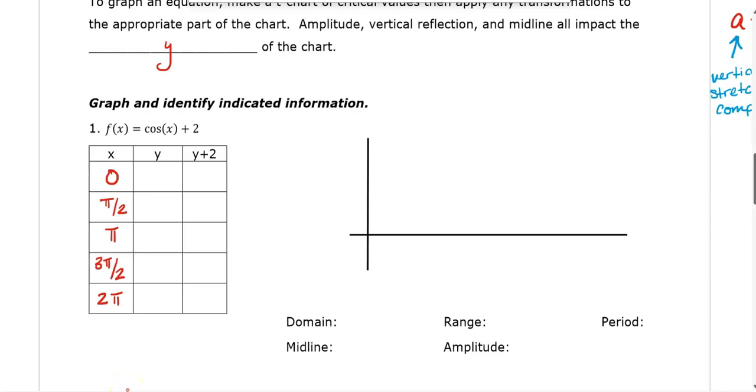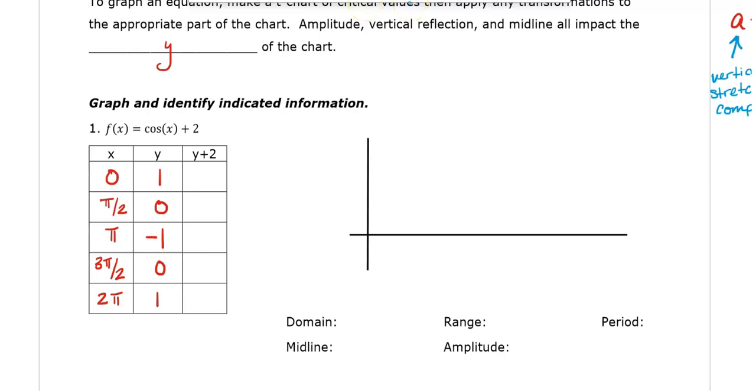So I have those values, and what I'm going to do here is plug in just the y value for cosine x. I'm not even considering this plus 2 right now. I'm just doing cosine x. Cosine of 0 is 1. Cosine of pi over 2 is 0. Cosine of pi is negative 1. Cosine of 3 pi over 2 is 0. And cosine of 2 pi is also 1. So all I've done is the very basics of what a cosine graph is going to do.